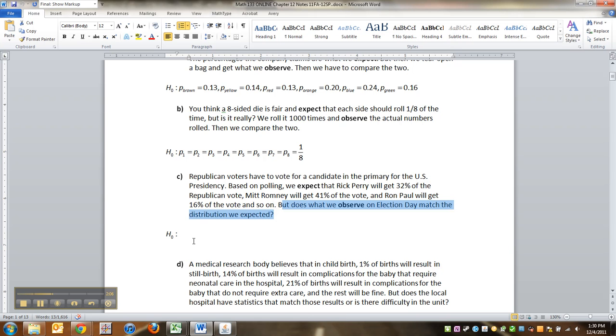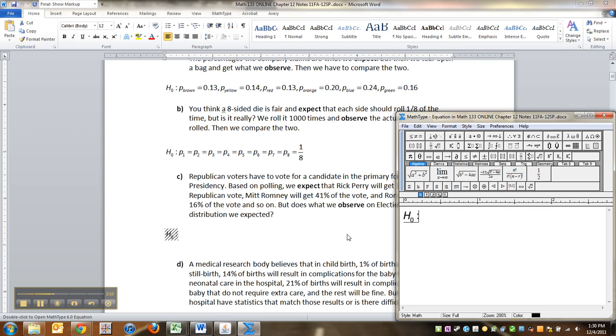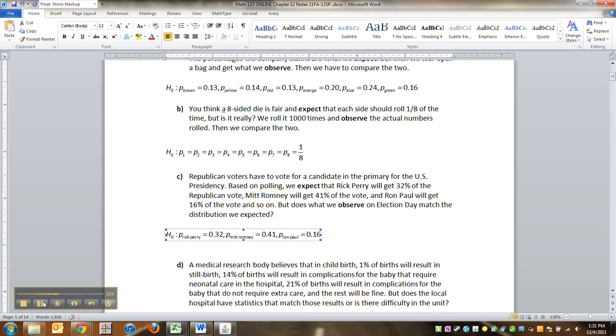So I could write this a whole bunch of ways. Let me go in here and just say the proportion that votes for Rick. You know what? Let me write this up. I'll be right back. There we go.